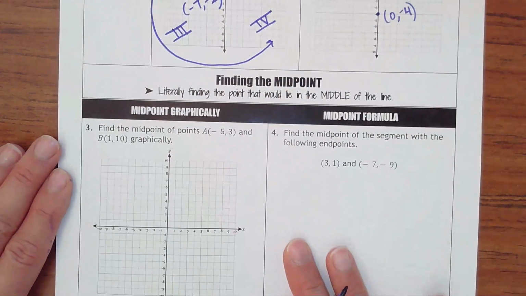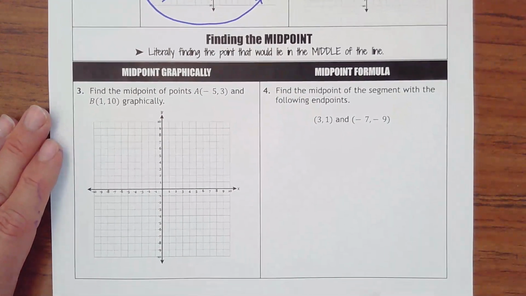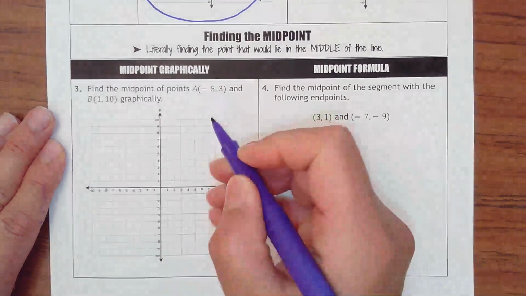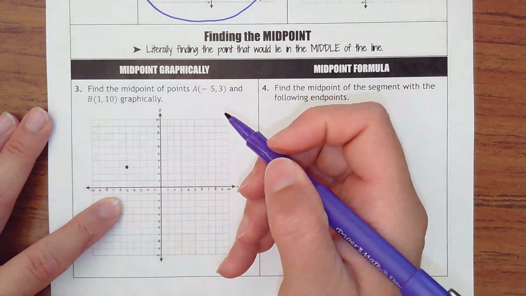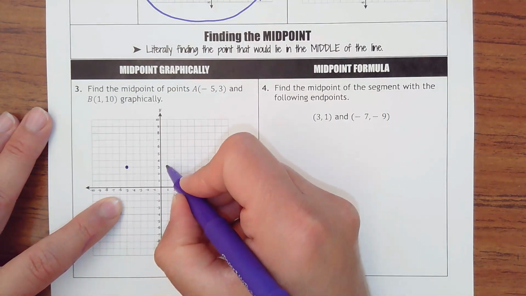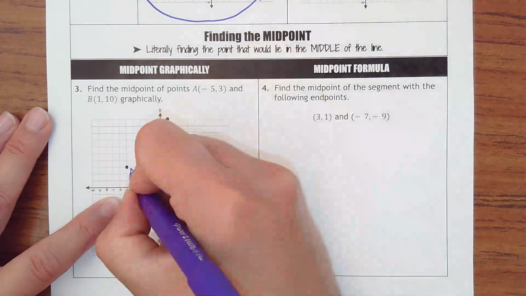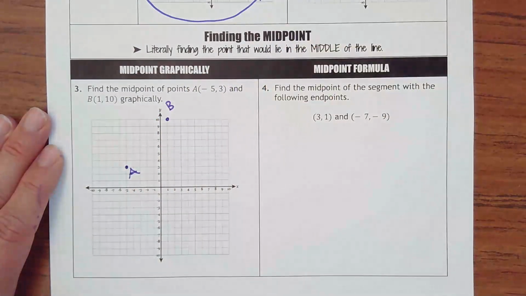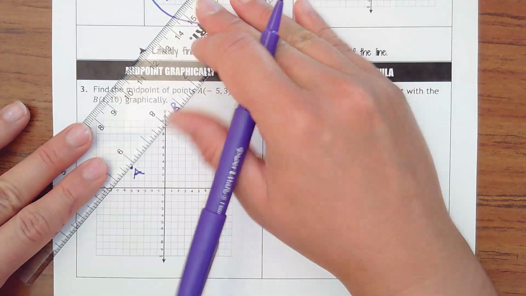All right, so now let's go on to the actual lesson, which is finding the midpoint. We said it's literally finding the point that would lie in the middle of the line. So it wants us to graph the points at -5, 3, and 1, 10. And this is called point A, and this is called point B. Okay, I'm going to use a ruler just to make it look a little neater. I'm going to connect that line.